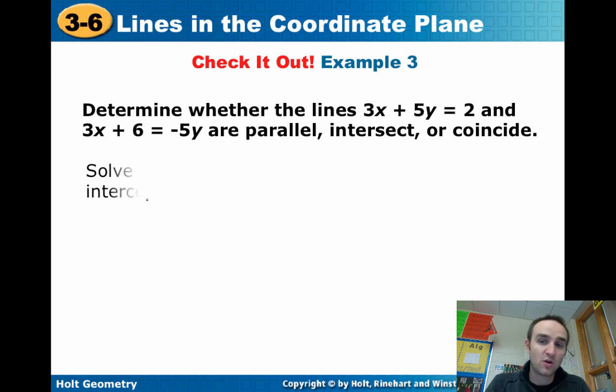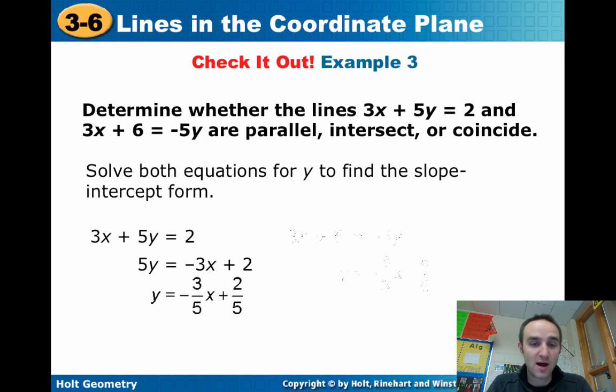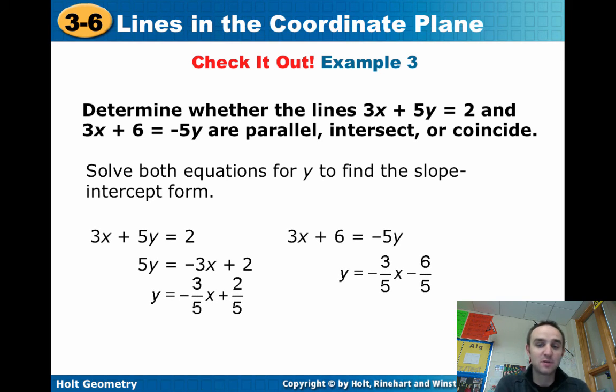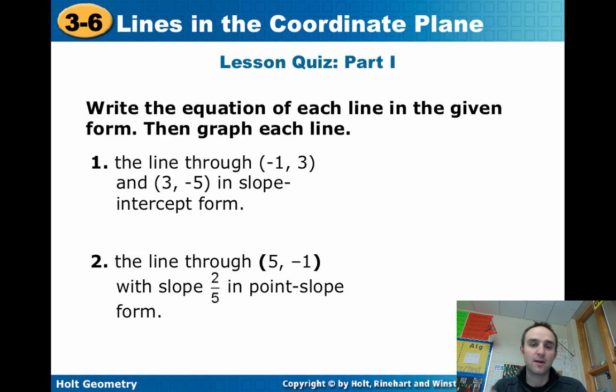Okay, so if we solve both equations for y, we're going to end up with the same slope, negative 3/5, but we have different intercepts. Same slope, different intercepts, we have parallel lines. All right, here's your quiz. So go ahead, pause it, try it, come on back, see if you got the right thing.